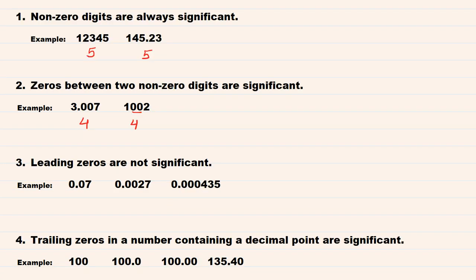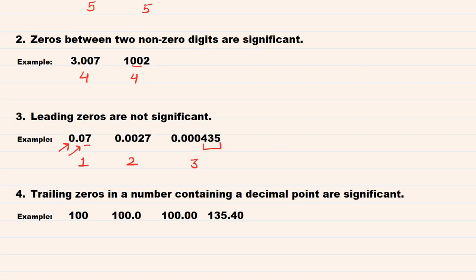Now, let's talk about rule number 3. It says leading zeros are not significant. Leading zeros are the zeros that are present on the left side of the first non-zero digit. In 0.07, these two zeros are the leading zeros and they are not significant. Hence, in 0.07 we have one significant figure. In the second example, 0.0027, we have two significant figures. Third example, 0.000435, we have three significant figures. I hope this is clear.